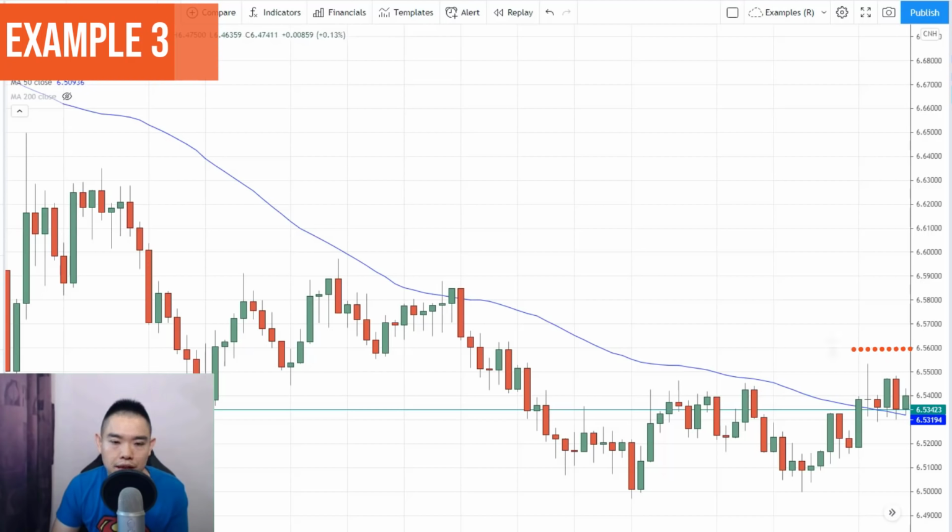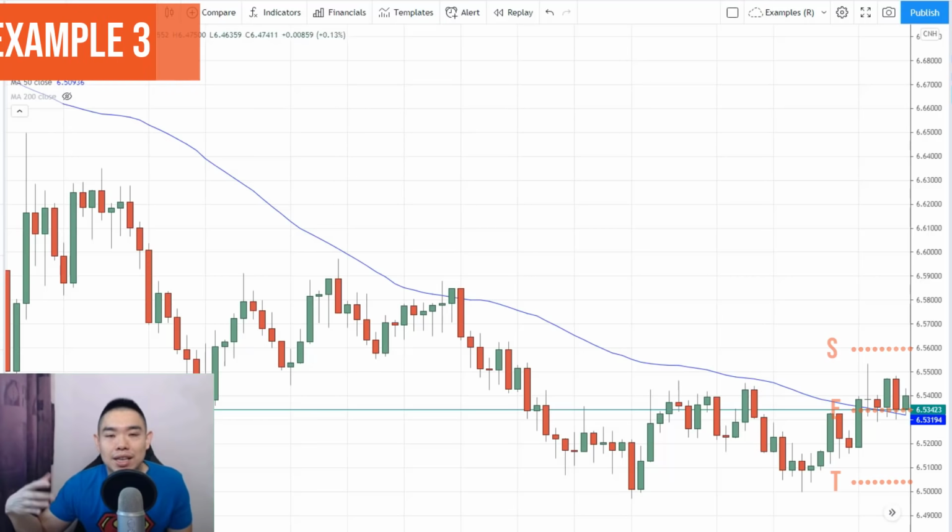Okay, let's call it S. And your target can be just before the swing low. So let's say this swing low you're referencing, this could be your target. Okay, so this, let's call it T. The green level over here is your entry. Let's call it E. Okay, so you know your entry price, where to set your stop loss, and this is your target. So now let's move on to another example.